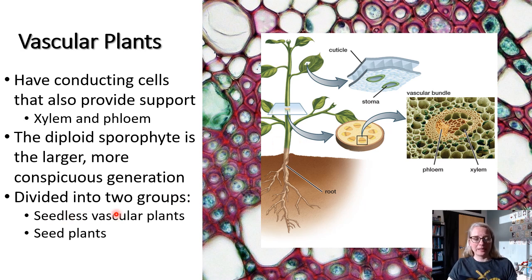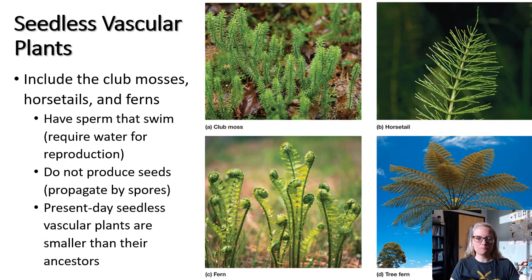And then of the vascular plants, we have two major groups like we talked about before: seedless, which reproduce with spores, and seeded, which are going to be your kind of conifers and your flowering plants. So our seedless vascular plants, we've got a couple of examples here: club mosses, horsetails, ferns, and tree ferns.